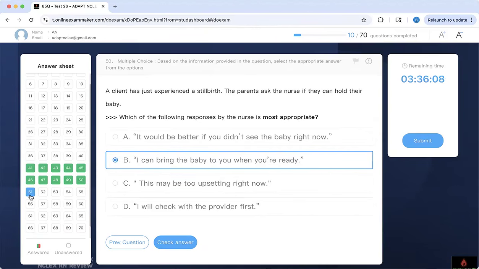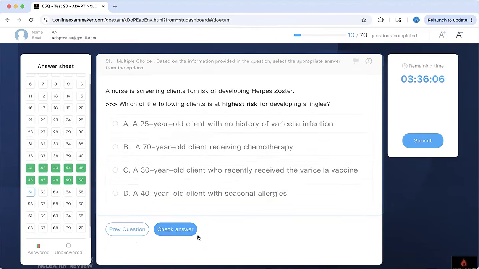No, that's not therapeutic. And as a nurse screening clients for risks of developing herpes zoster, which of the following clients is at highest risk of developing shingles? Who do you think is more likely to develop shingles? A 25-year-old client with no history of varicella, a 70-year-old client receiving chemotherapy, a 30-year-old client who recently received the varicella vaccine, a 40-year-old client with seasonal allergy. Who is likely to receive what?